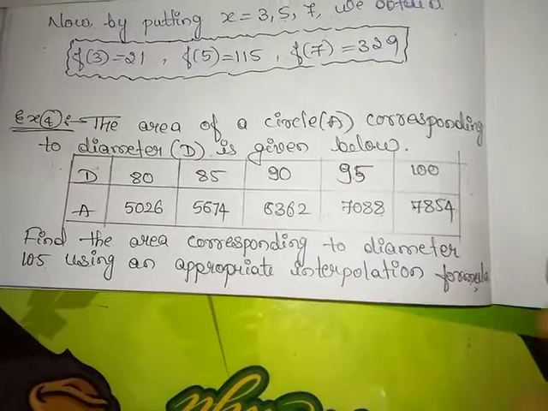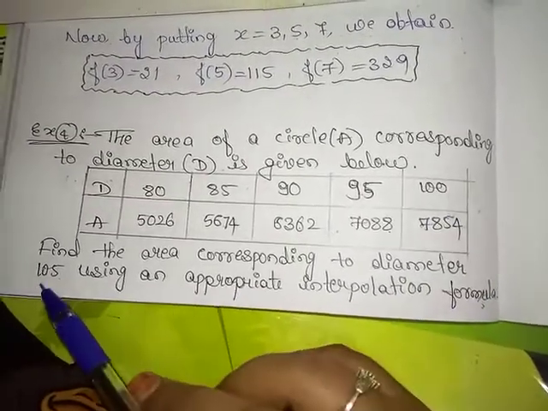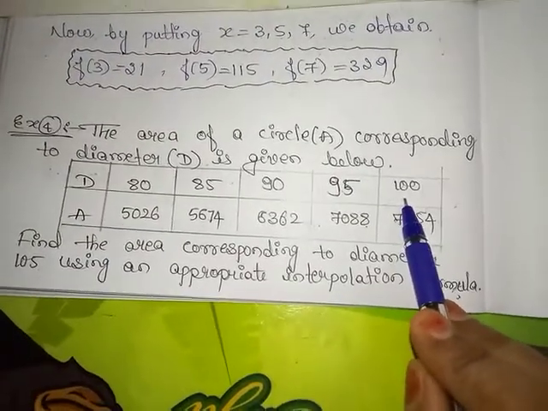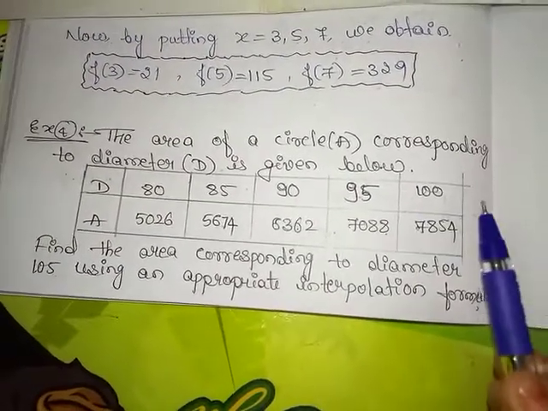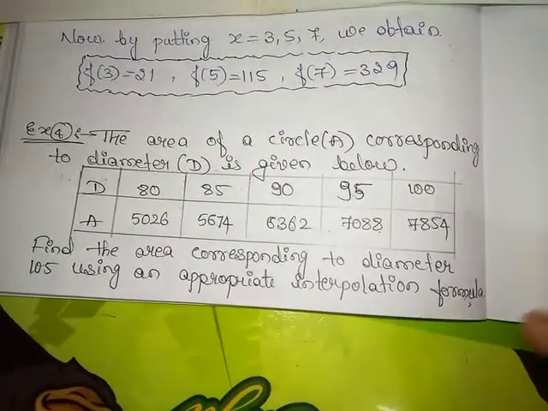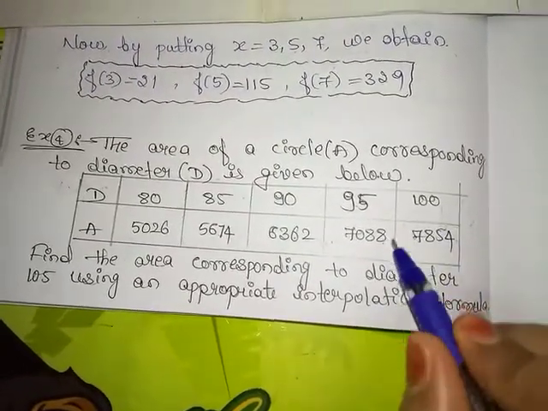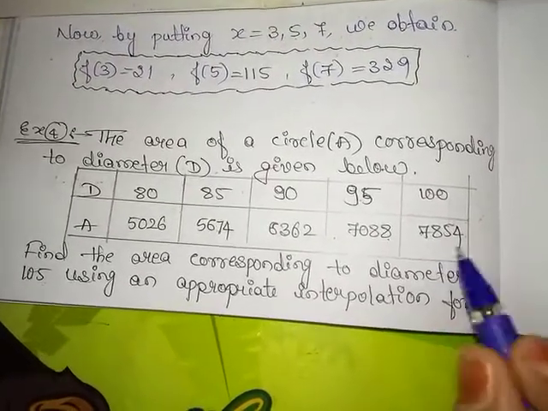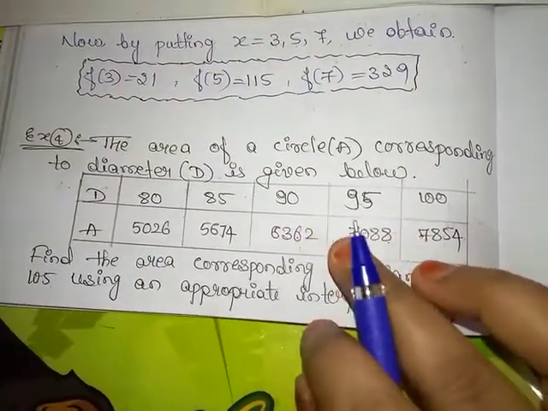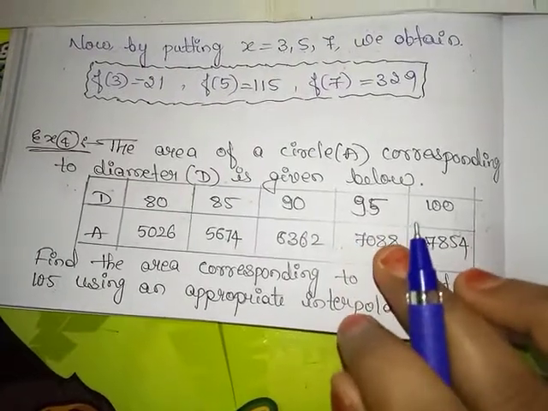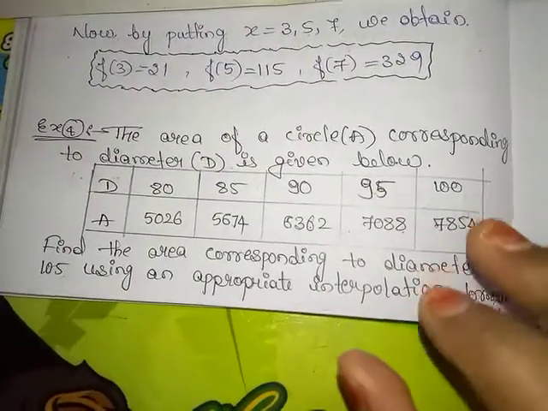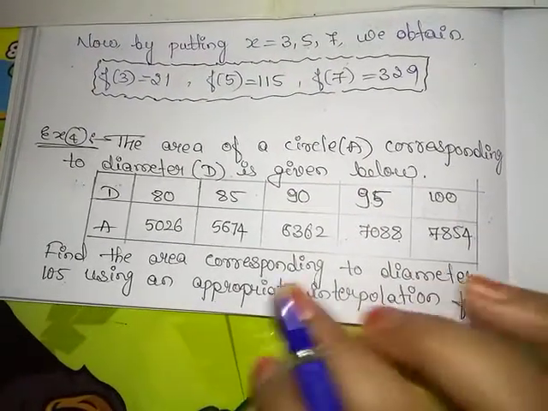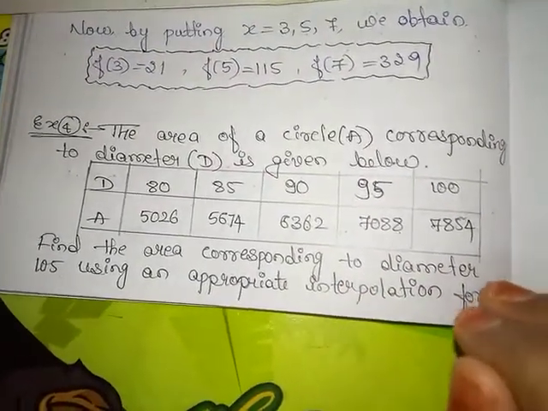Now see, this 105 lies in the second half and this is near to xn. If the desired value of x is near to xn or it lies in the second half, we have to use what? Newton's backward interpolation formula. Okay, here they are using different data, but you have to understand this data and analyze which are the values of x and which are the values of y. Okay, solution.